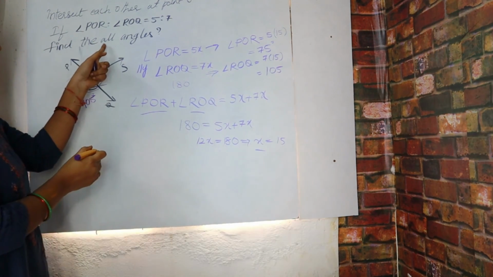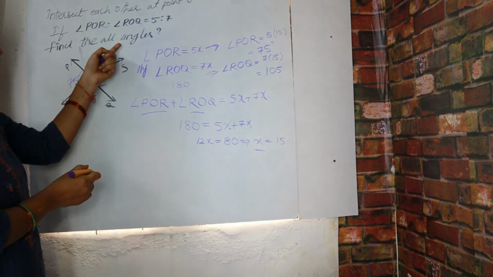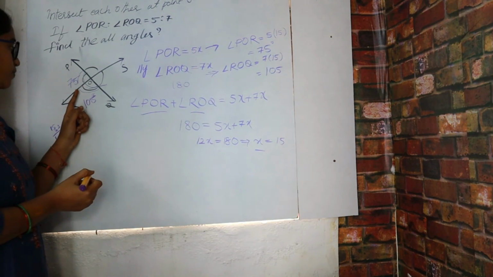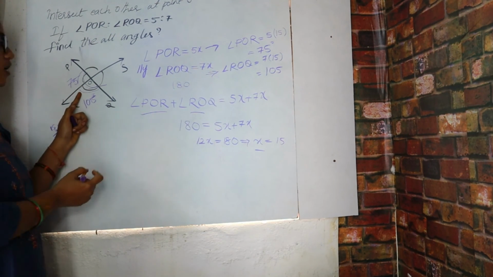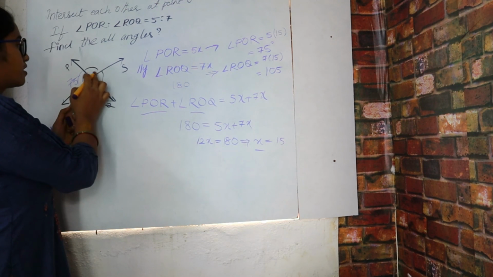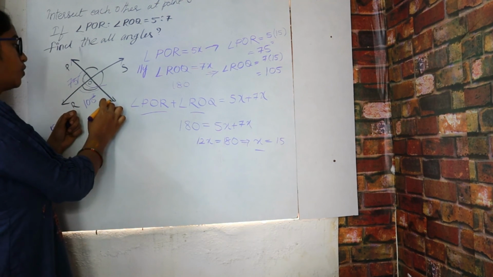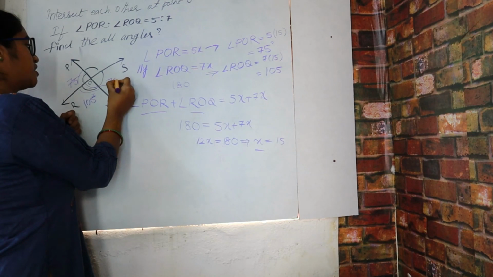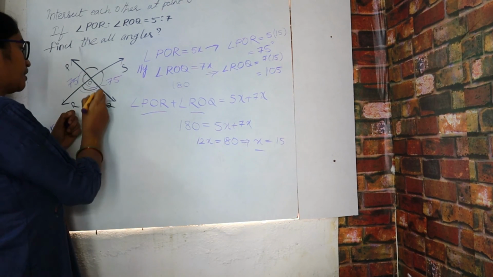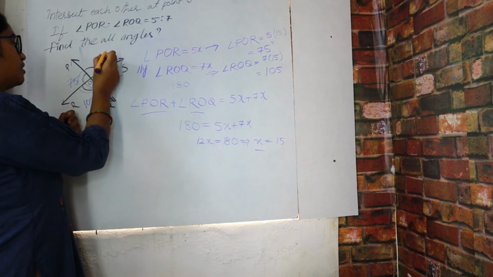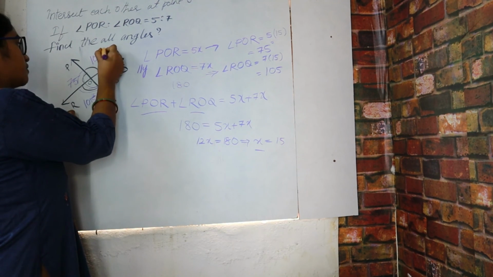So what he has asked is to find all the angles. From the theorem or axiom, the opposite angles are the same. So angle POR equals angle SOQ, so this angle is 75 degrees. And similarly the opposite angles are same, that's why angle POS means 105 degrees.